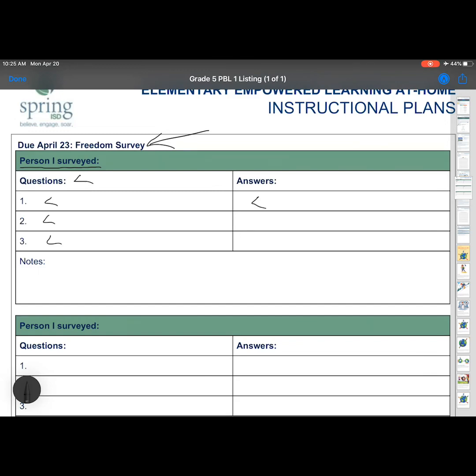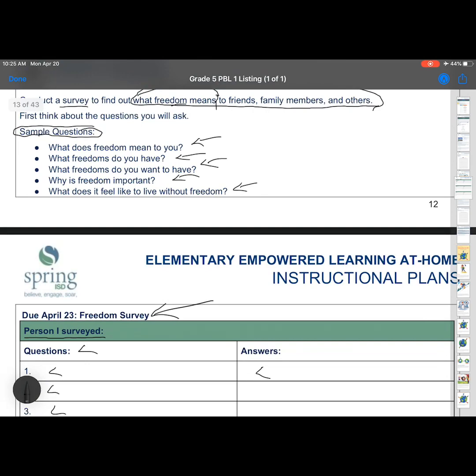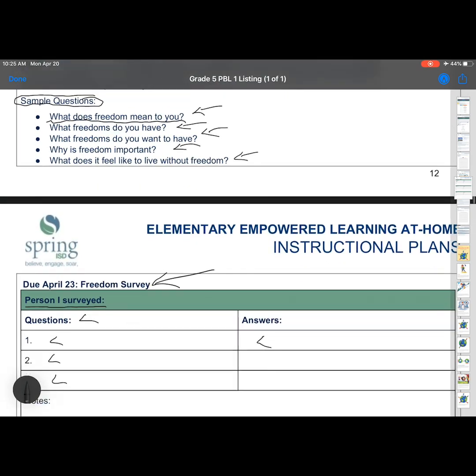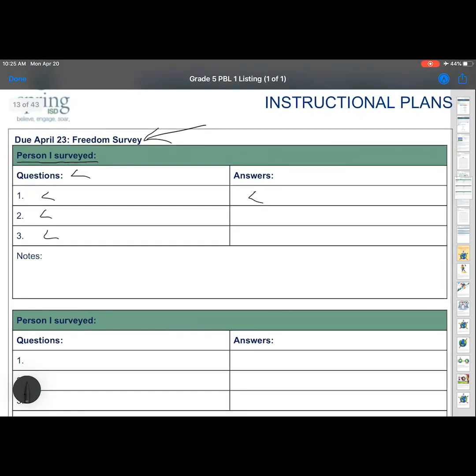So let's go back to the first one. Dad, what does freedom mean to you? And there is no right or wrong answer, guys. Your dad, whoever you ask, is going to answer in their own unique, special way. And all you will do is write their answer in this area here.